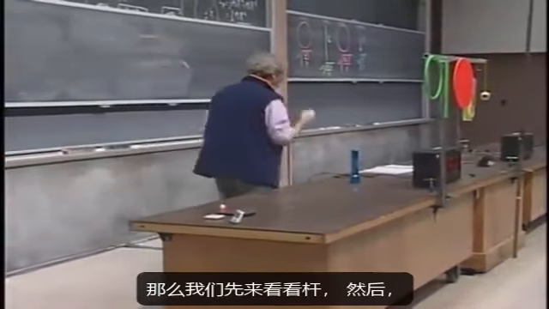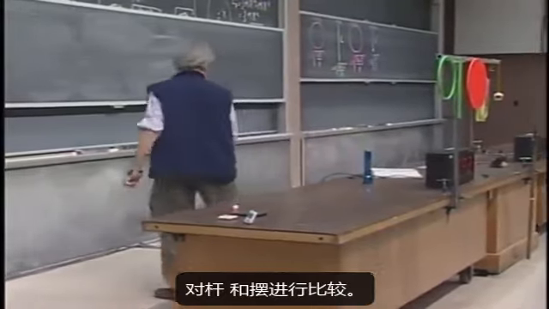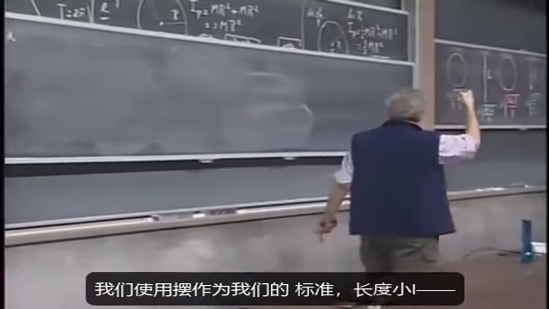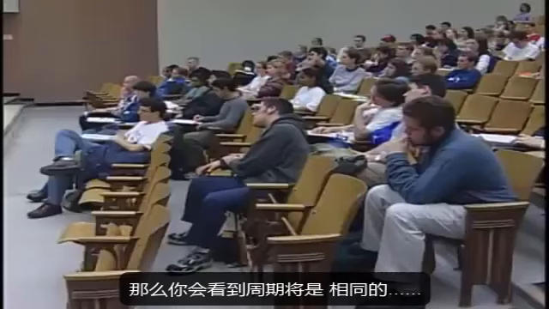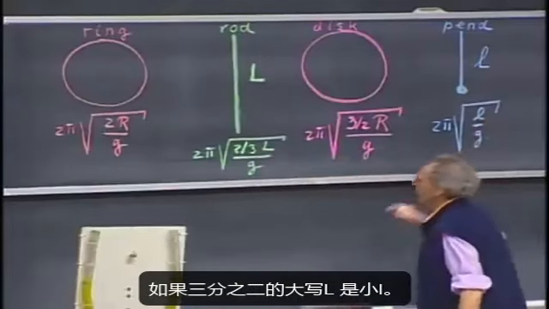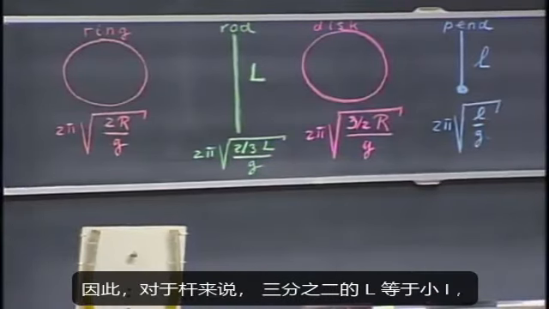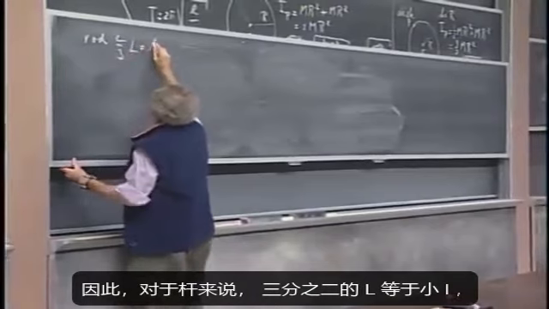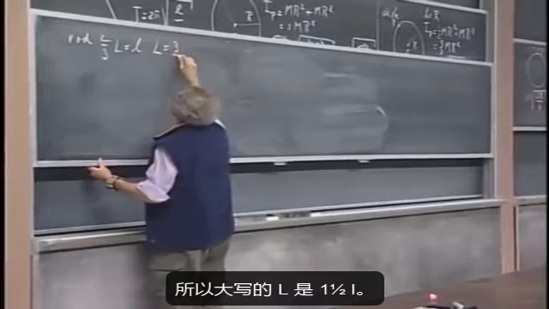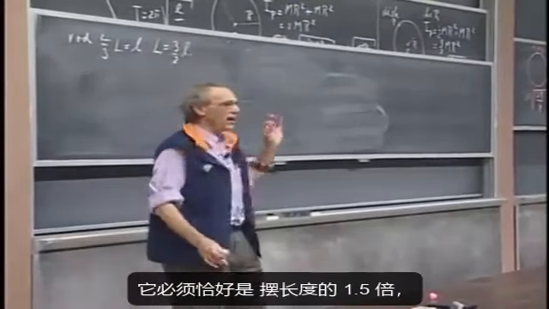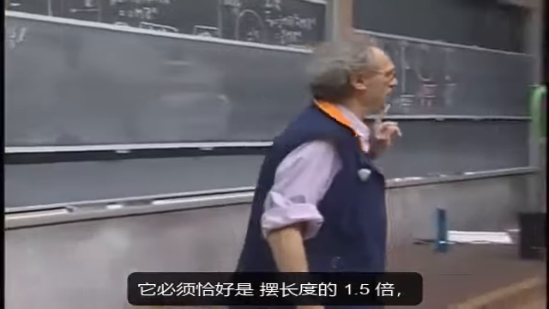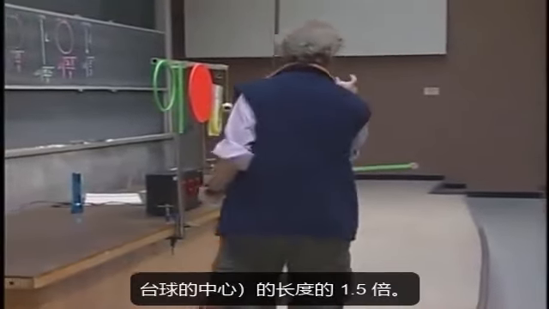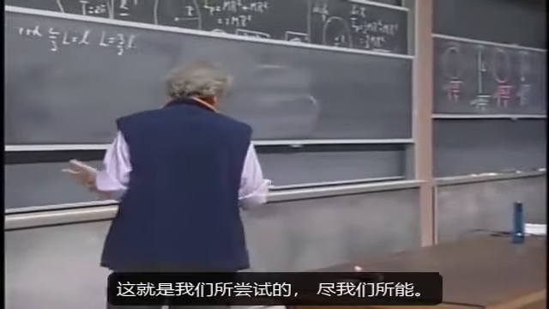So let's first go to the rod then, make the comparison between the rod and the pendulum. So if you look at the rod, and we use the pendulum as our standard, with length little l, then you see the period will be the same if 2/3 capital L is little l. So for the rod, 2/3 L equals little l, so capital L is 1.5 l. It has to be exactly 1.5 times the length of the pendulum. So this length has to be exactly 1.5 times this length to the center of mass, which is the center of that billiard ball. And that's what we tried to the best we could.